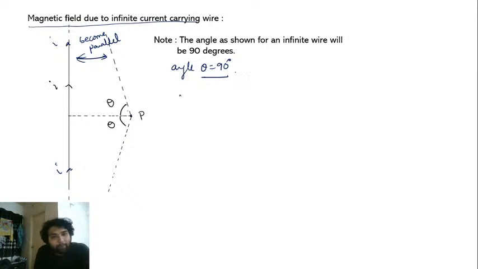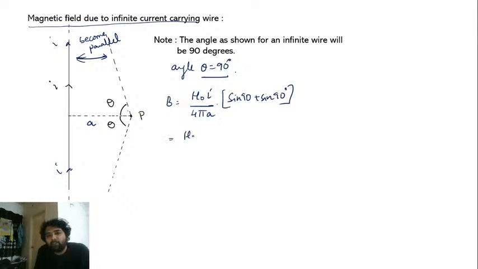So you can directly apply the formula. So field kitna hoga? Field will be mu naught I, distance a मान लो, by 4 pi a into sin 90 plus sin 90. इसका आंसर कितना है? mu naught I by 4 pi a into 2, which implies B will be equal to mu naught I by 2 pi a.